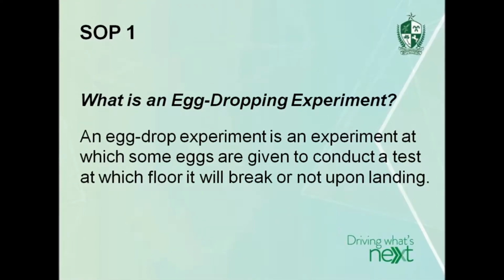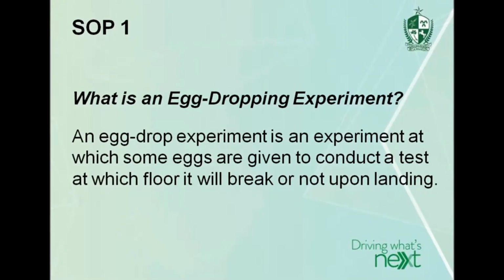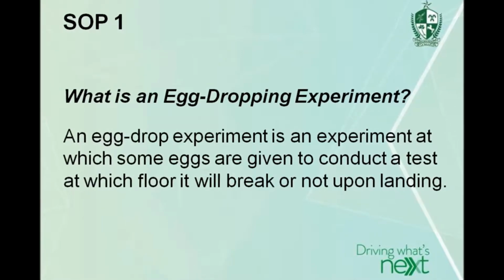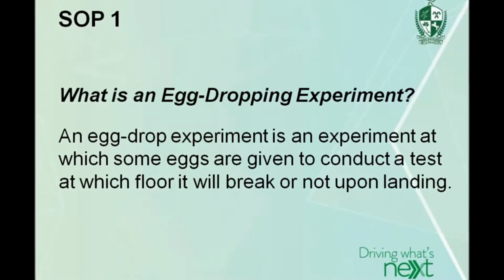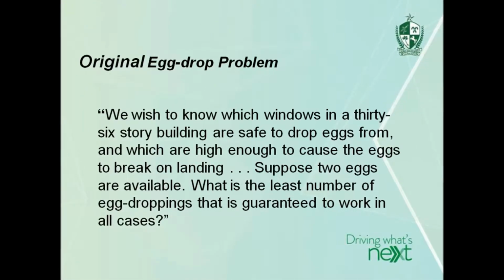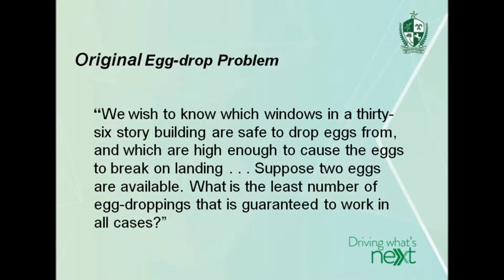SOP 1. What is an egg dropping experiment? An egg dropping experiment is an experiment in which some eggs are given to conduct a test at which floor it will break or not upon landing. With that egg dropping experiment, Boardman was able to come up with an original egg drop problem.